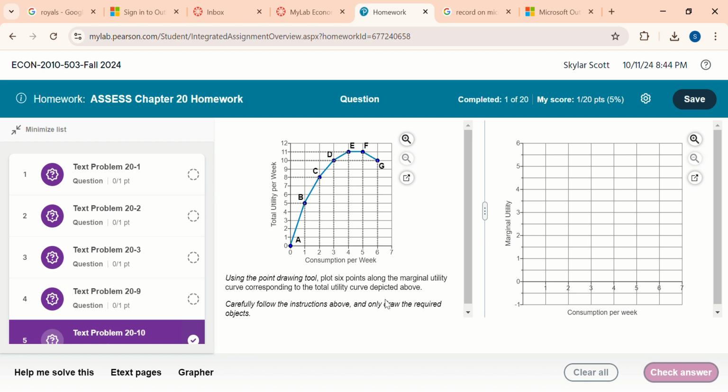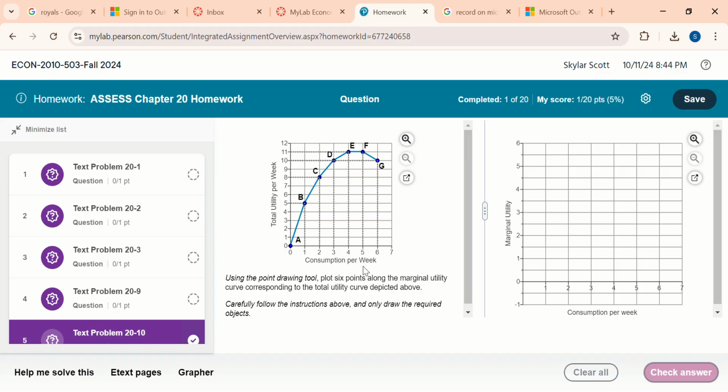Using the point drawing tool, plot 6 points along the marginal utility curve, corresponding to the total utility curve depicted above. Carefully follow the instructions above and only draw the required objects.